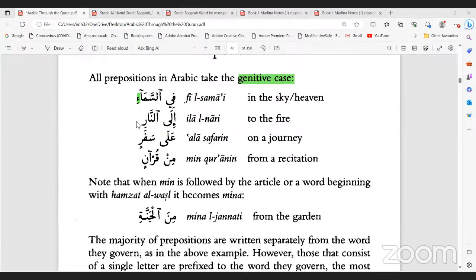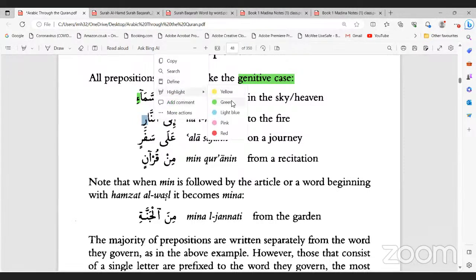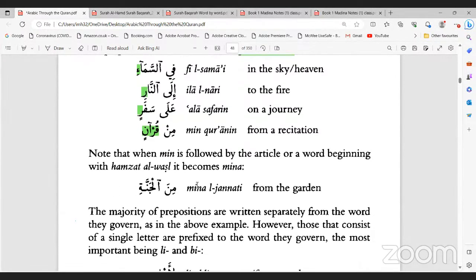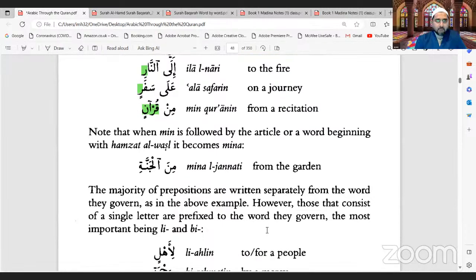Fis-samai, in the sky, heaven. Elanar, to the fire. Ala safarin, on a journey. Min Qur'anin, from a recitation. Note that when min is followed by the article or a word beginning with Hamzatul Wasl, it becomes mina. Min al-jannati, from the garden. The majority of prepositions are written separately from the word they govern, as in the above example. However, those that consist of a single letter are prefixed to the word they govern, the most important being li and bi. Excellent.